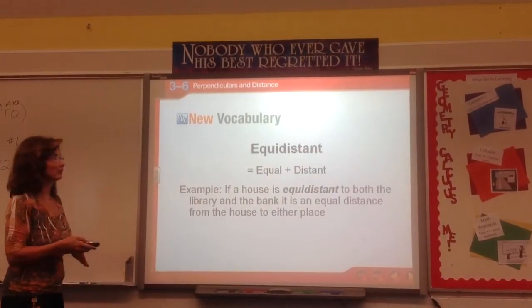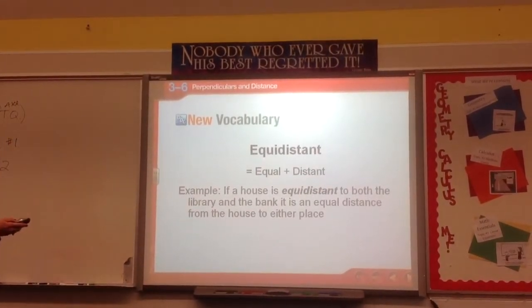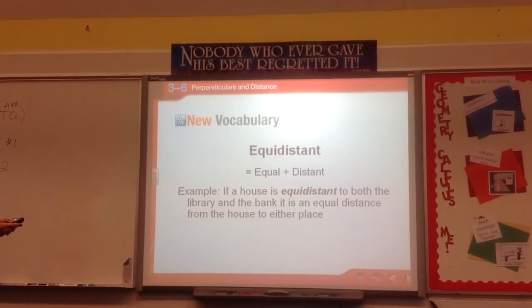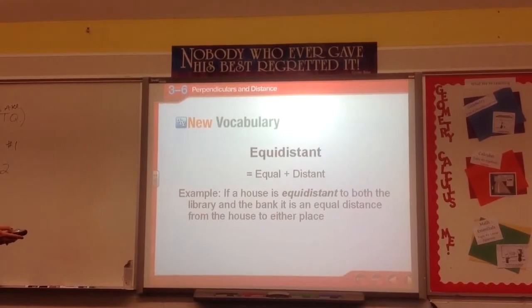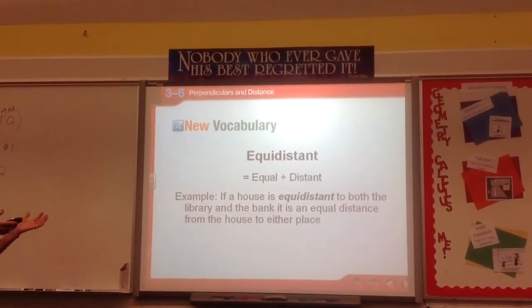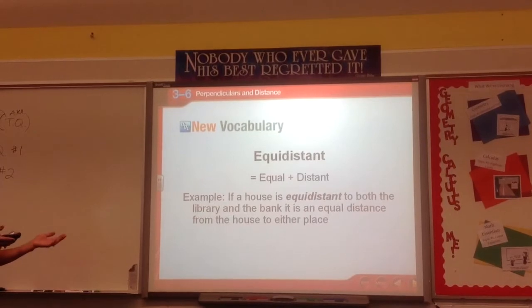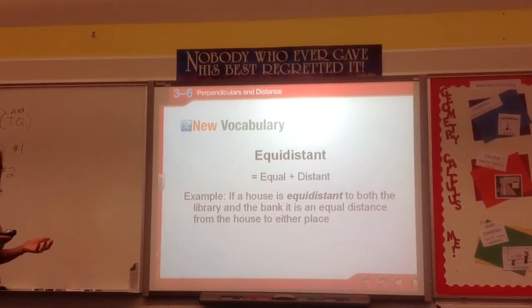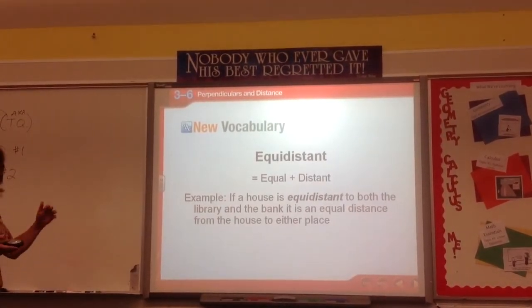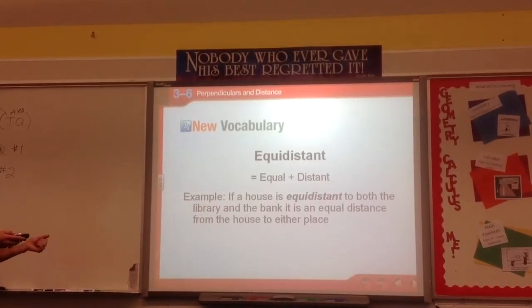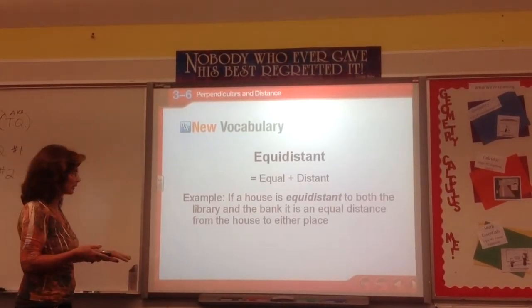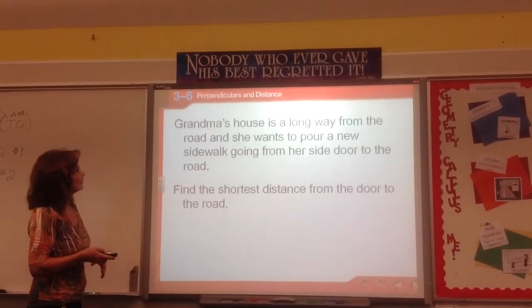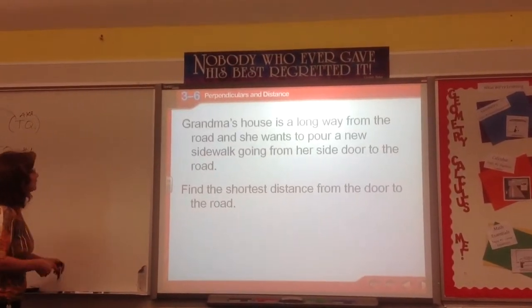Our new vocabulary is going to be equidistant. Notice it's a nice combination of equal and distant, and that's exactly what it means. If two things are equidistant, maybe from my house to the high school or my house to Myers, that means they're both the same distance apart. So if you go from a house to a library, or a house to a bank, and they're the same distance apart, they're equal distance.